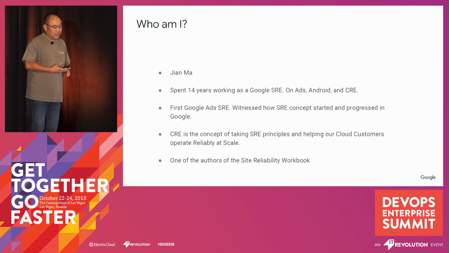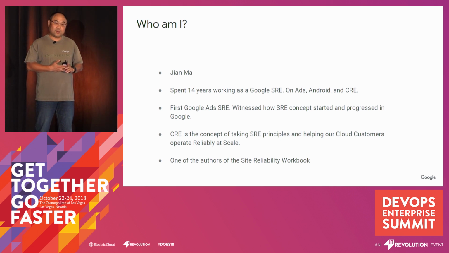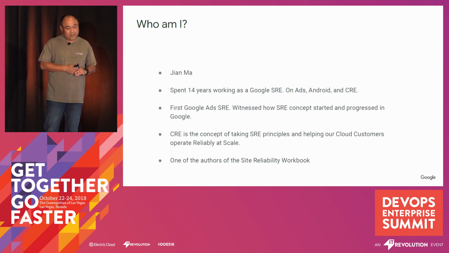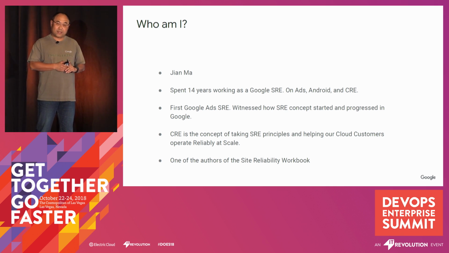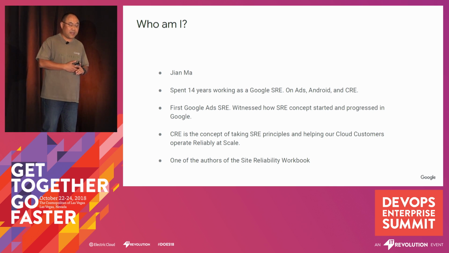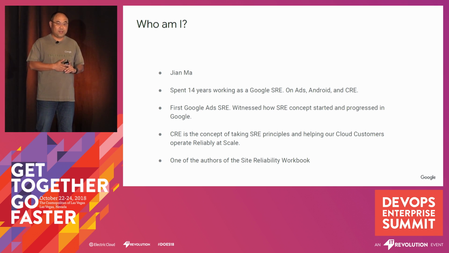So who am I? My name is Jian Ma, as I said. I spent 14 years working as Google SRE. I started at Google as a Google Ads SRE. I continued on to Android, and then I'm in the team called CRE. Actually, I am the first Google Ads SRE, many, many years ago. At that time, Google was much smaller than now. As a benefit of that, I witnessed how the SRE concept started and progressed in Google, the ups and downs, the corrections we made, this kind of thing.